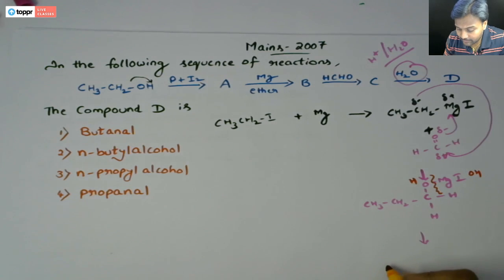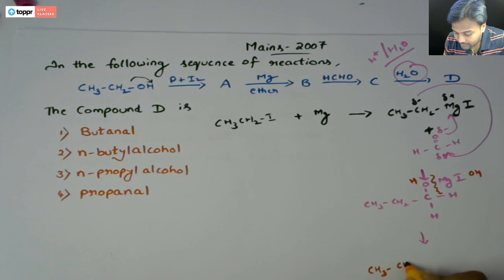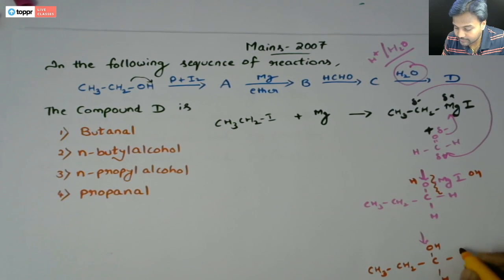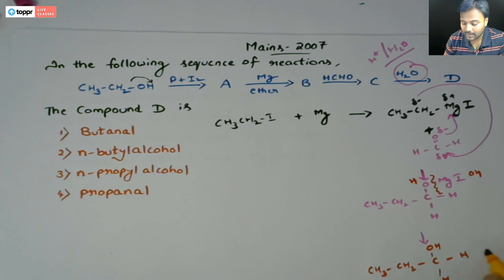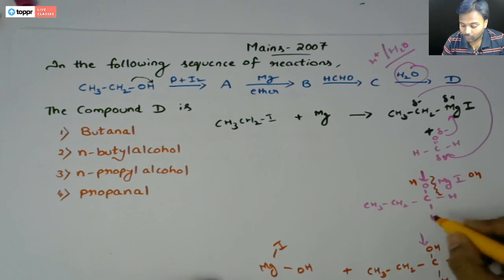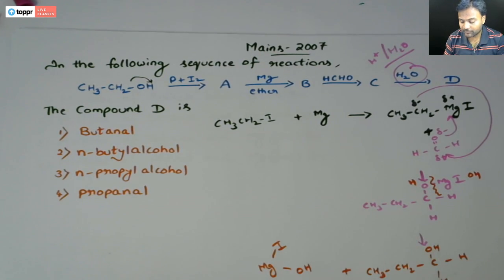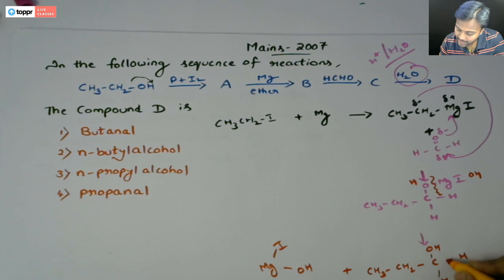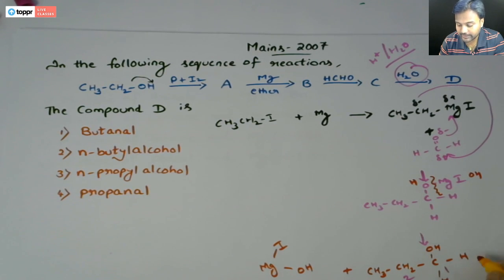Now what is the product here? CH3, CH2, C, OH, this is H and this is H, plus Mg, divalent, right? So iodine, hydroxy. What is the name of this compound? Let's figure out. Okay, I have, say, this is 1, this is 2, this is 3. This is propanol, right? This is propanol.